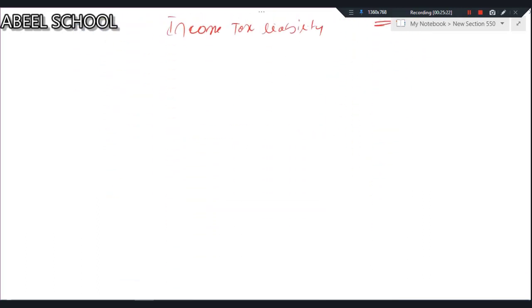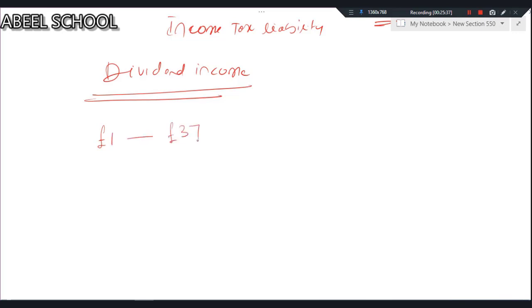Okay. Now let's talk about the third income, which is dividend income. Basic rate band, we know, starts from £1 and goes till 37,700. Higher rate band is 37,701 till 150,000. Additional rate is 150,001 and so on.